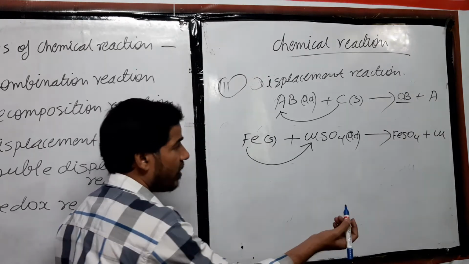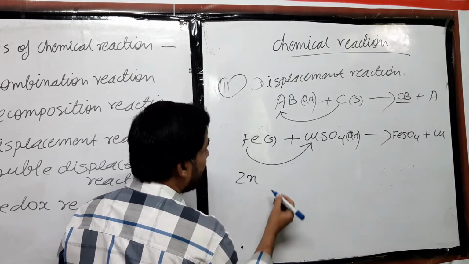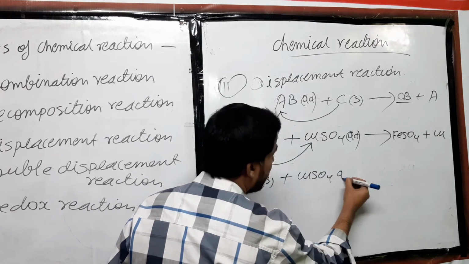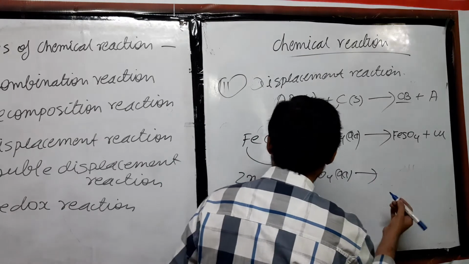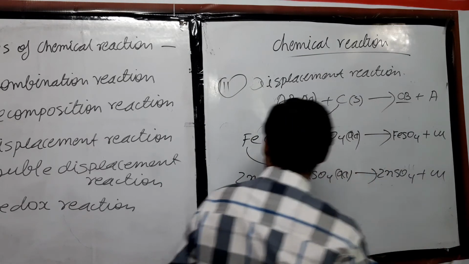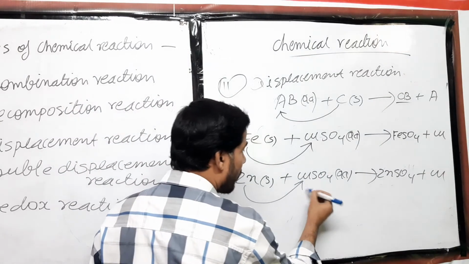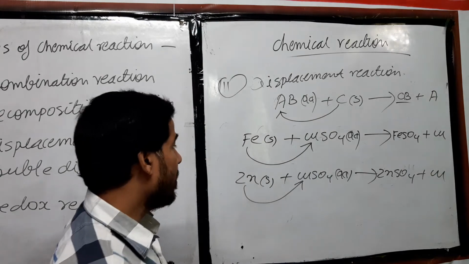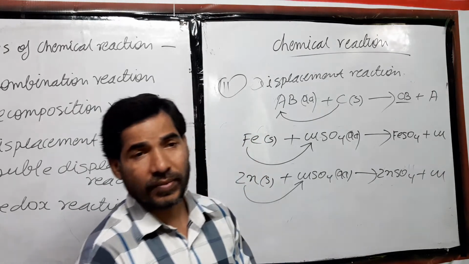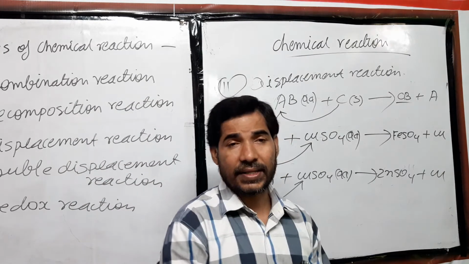One more equation we will take. For example, zinc, when it reacts with CuSO4 present in the form of aqueous solution, gives ZnSO4 plus Cu. Since zinc is more reactive than copper, it will displace the copper from the copper sulfate solution. As a result, they give zinc sulfate and copper. So this is the type of displacement reaction.